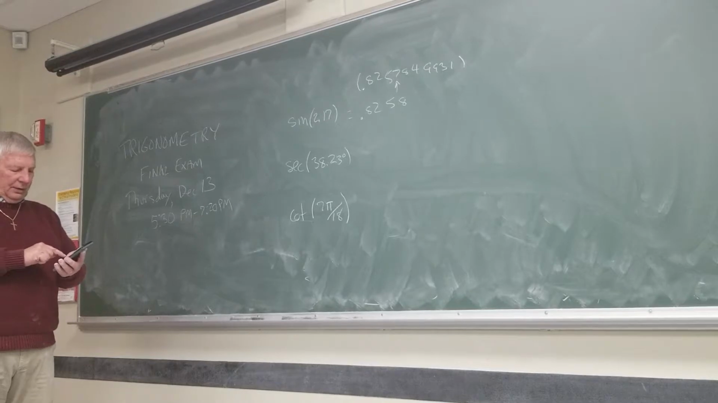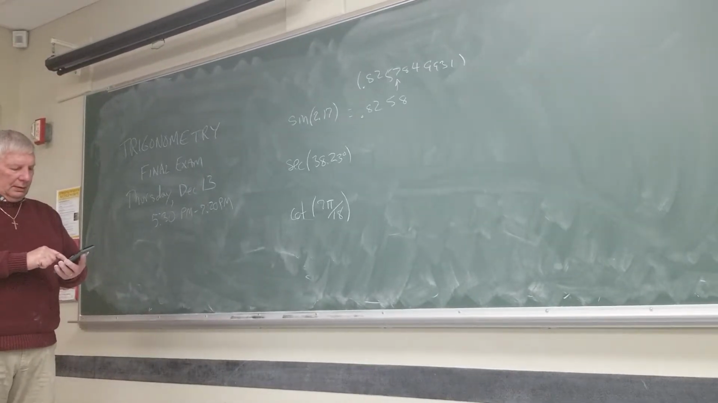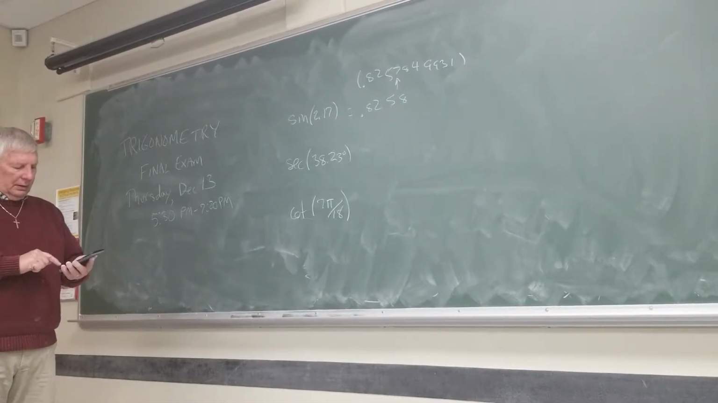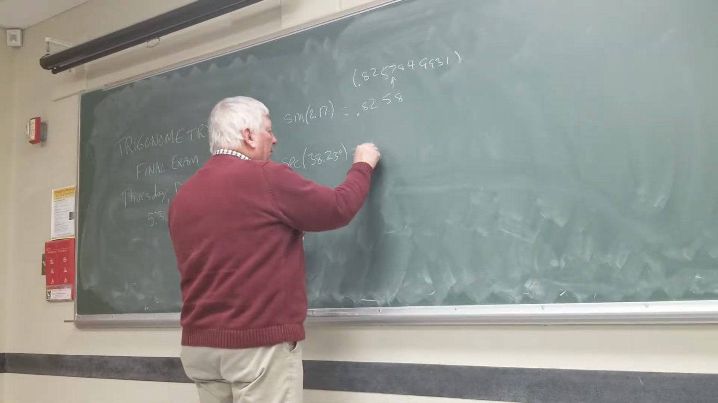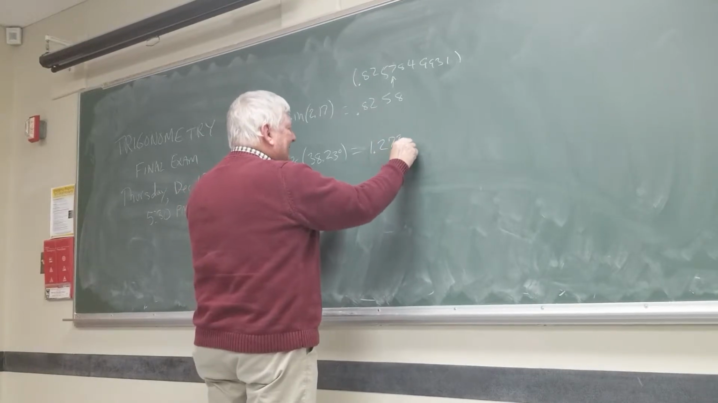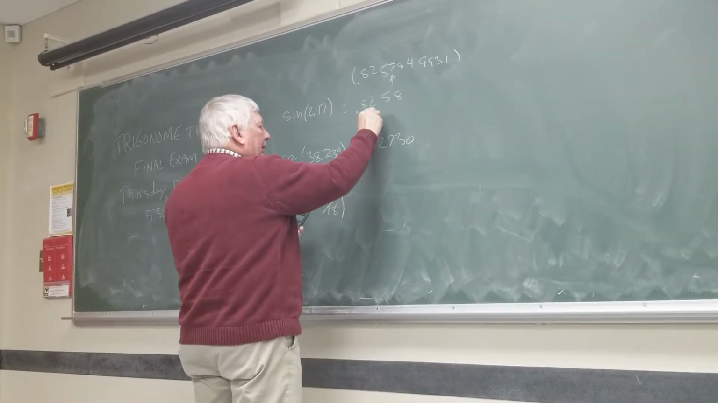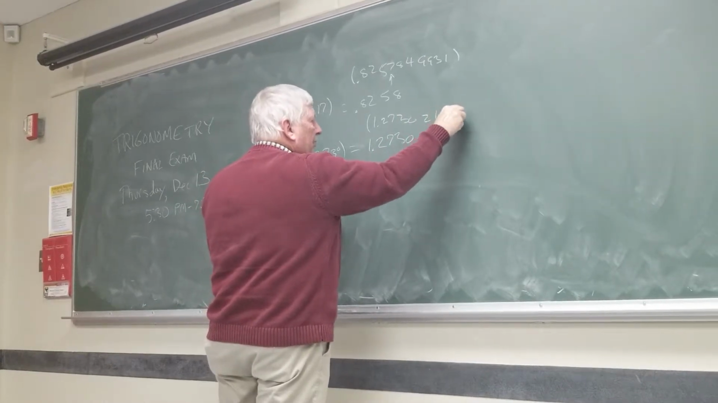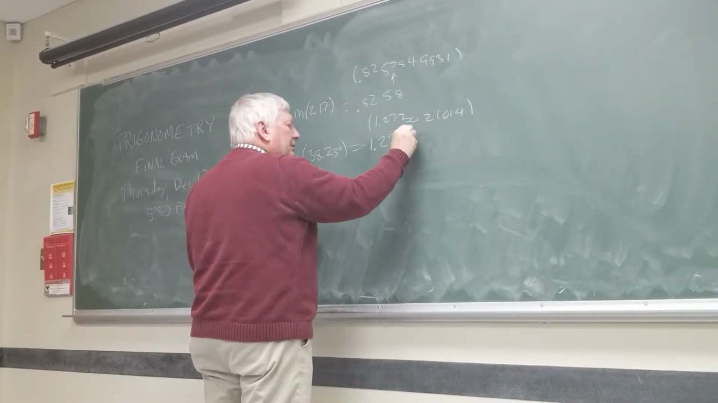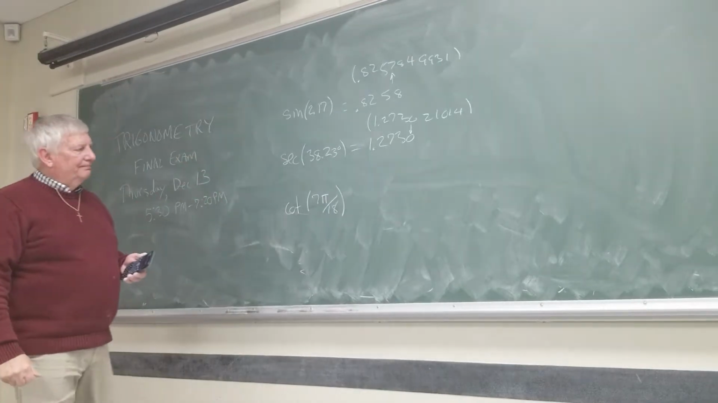Next one is 1 divided by the cosine of 38.23 degrees, and it tells me this is 1.273021014, again, to the closest 10,000th, 1.2730.